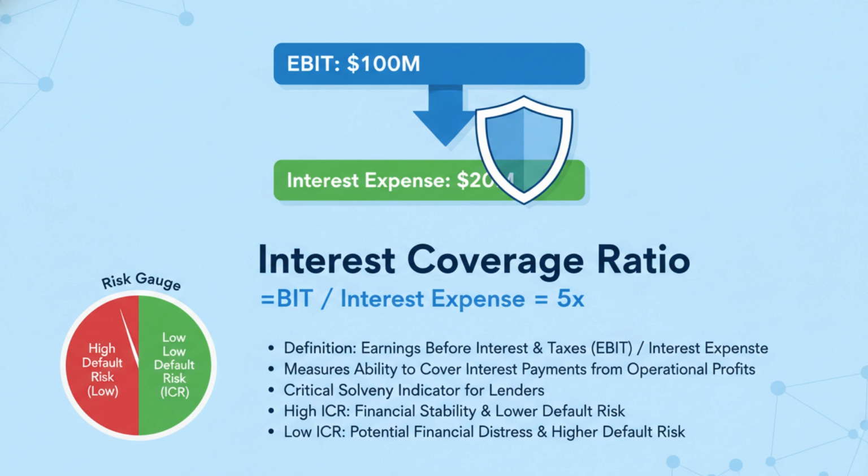This ratio is profoundly important because it directly measures how easily a company can pay the interest on its outstanding debt. It acts as a critical solvency indicator, particularly for lenders, who scrutinize it to evaluate the risk of a company defaulting on its debt payments. A robust ICR suggests that a company is generating sufficient operating profits to comfortably cover its interest expenses, signaling financial stability and a lower risk profile.